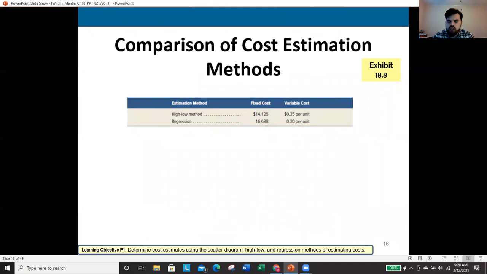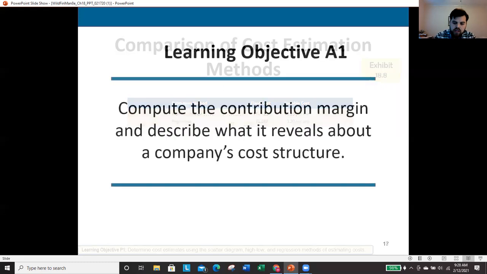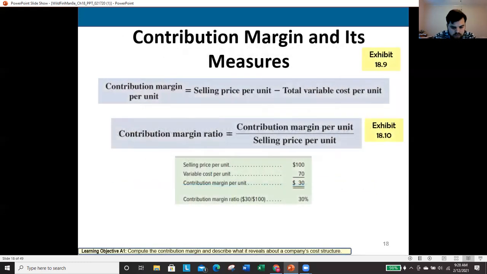So under my regression method, when the textbook actually runs this regression, what they find is that we have fixed costs of $16,688, and we actually have variable costs of only 20 cents. And because of this, it tells me then that my actual per unit cost, my variable piece of that, is considerably lower, which is going to be very useful information for us.